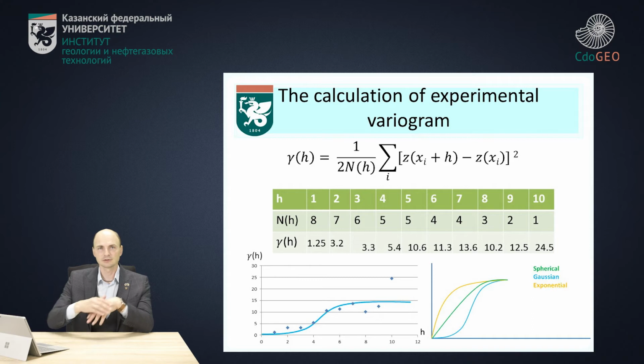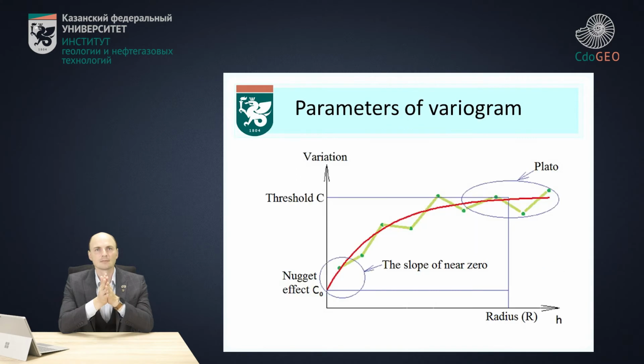Let's see how it's going to look, as shown on our slide. What is important about our theoretical variogram? It should approximate the initial experimental variogram as well as possible.